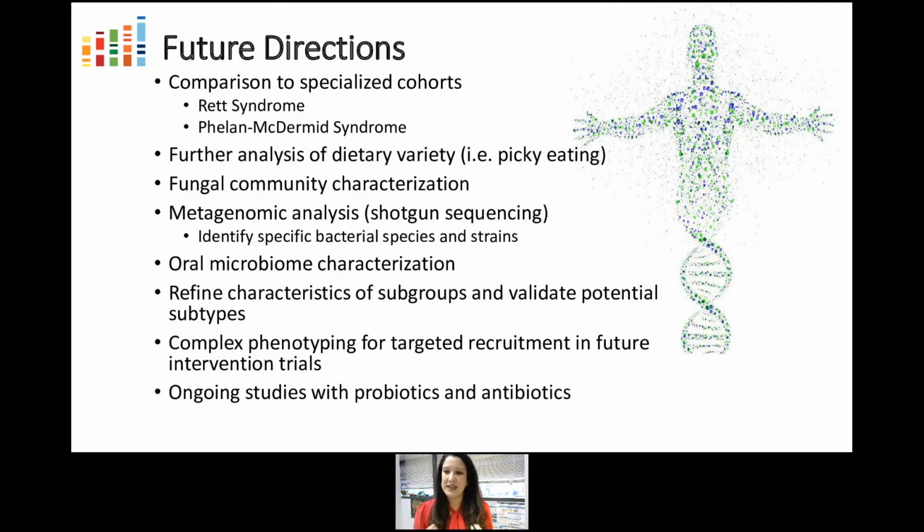All of these data we expect to help us refine the characteristics of what we see as emerging subgroups in this larger spectrum of autism, and to help us validate these potential subtypes. These subtypes that are based on these complex clinical phenotypes are going to be hugely useful for more effective targeted recruitment for future microbially mediated intervention trials. We do have ongoing studies looking at the effect of both probiotics and antibiotics on GI symptoms and the core behavioral symptoms of autism.